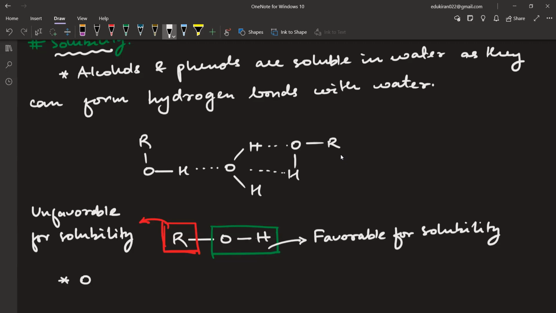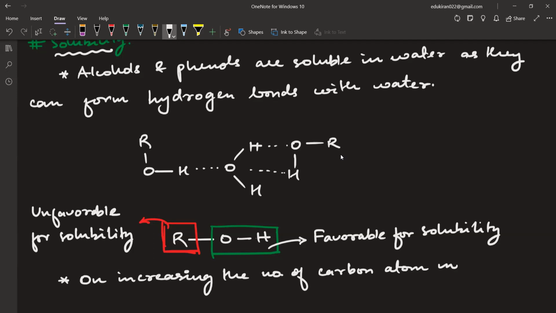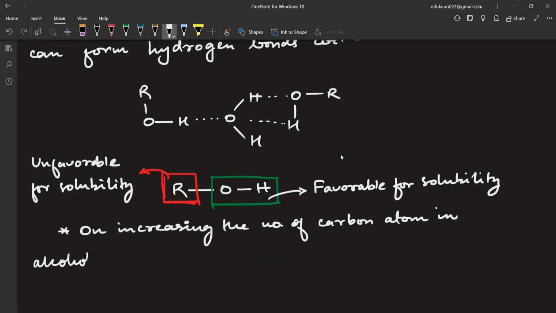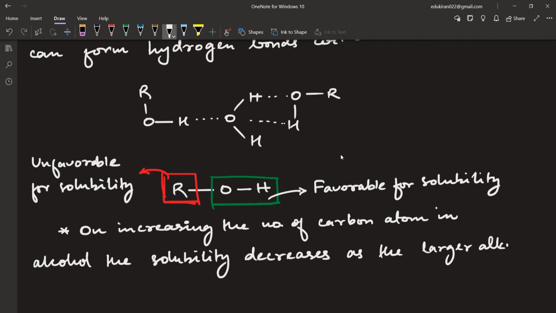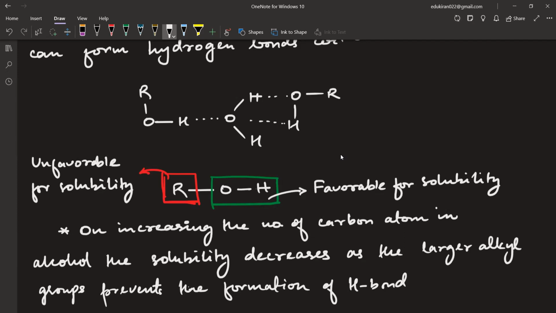That is why on increasing the number of carbon atoms in alcohol, the solubility decreases, as the larger alkyl group prevents the formation of hydrogen bond with water.